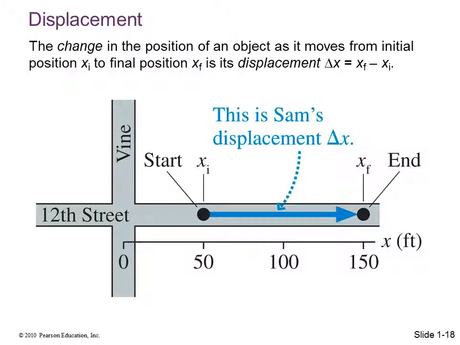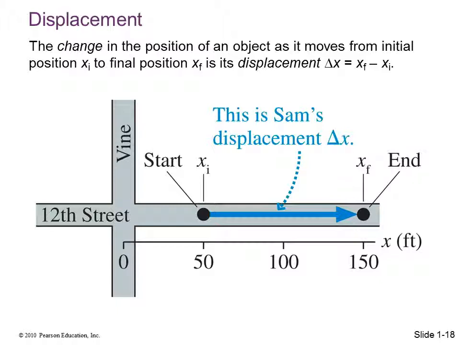So we're going to take a look at displacement, and displacement is a change in the position of an object. And when we look at this change, we have to look at a final position and an initial position. And displacement is a little different than the term distance that we use.